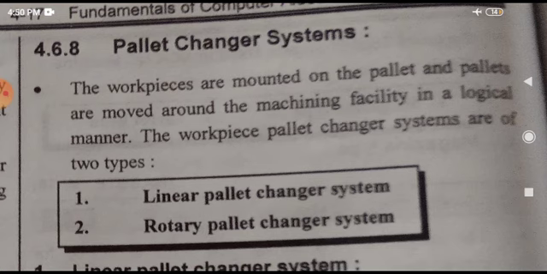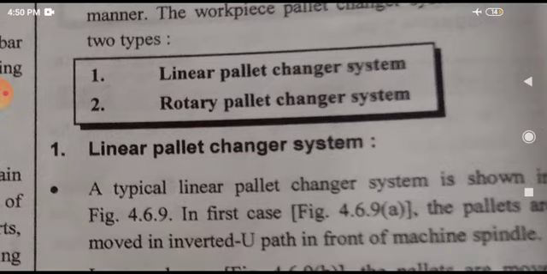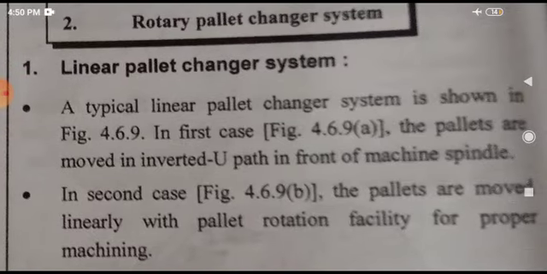Then pallet changer. The workpieces are mounted on the pallet and pallets are moved around the machining facility in a logical manner. The workpiece pallet changer systems are of two types: linear pallet changer system and rotary pallet system. Linear pallet changer system, a typical linear is shown in the figure. We will see that further.